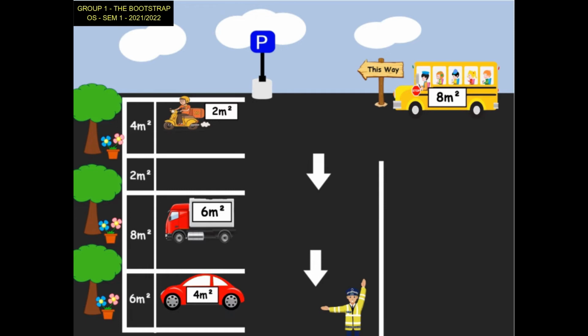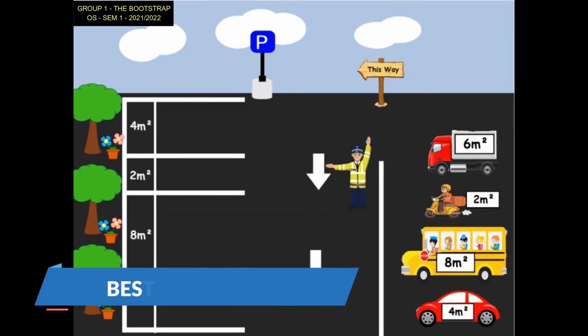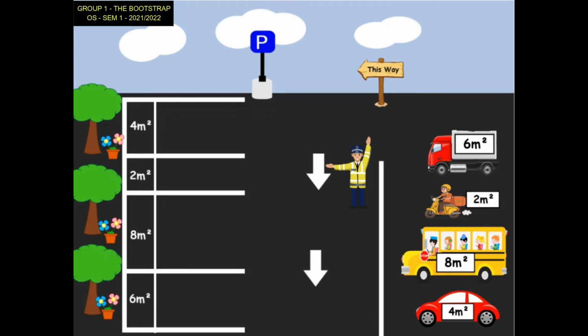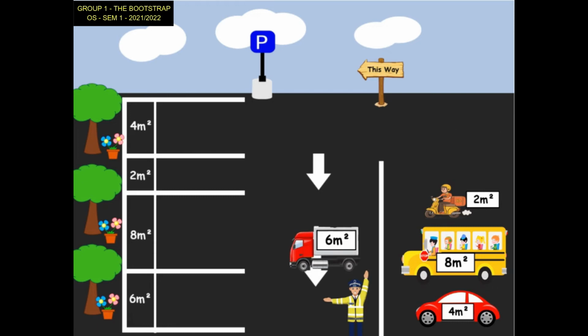Let's see how about if we use the second method, which is the best fit algorithm. Here is the example of the second method, which is the best fit algorithm. The manager asks the parking attendant to use the best fit algorithm to instruct the vehicles to the parking lot. The vehicle in the first queue is the truck with a size of 6 meter per square. The parking attendant instructs the truck to park at the fourth parking lot, which is the best fit parking lot for the truck.